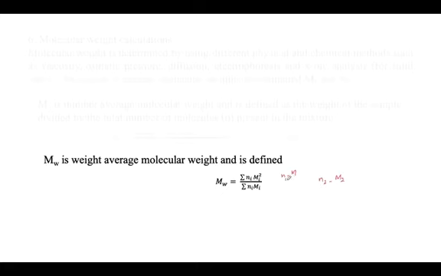So when we do the summation of those, we say n1 M1 square of the molecules, and n2 M2 square, and we are adding those, divided by the total number of molecules and the total weight of the molecules, that is the weight of M1, M2, M3. So we will say the total weight of molecules.